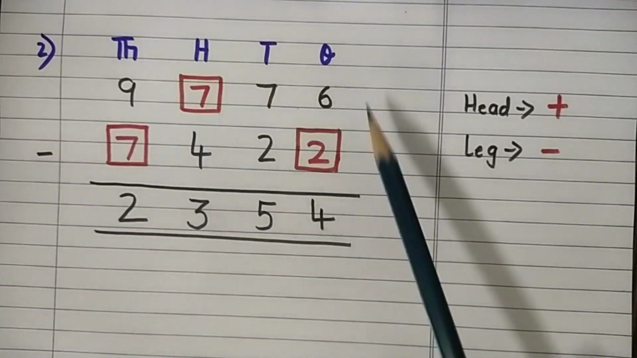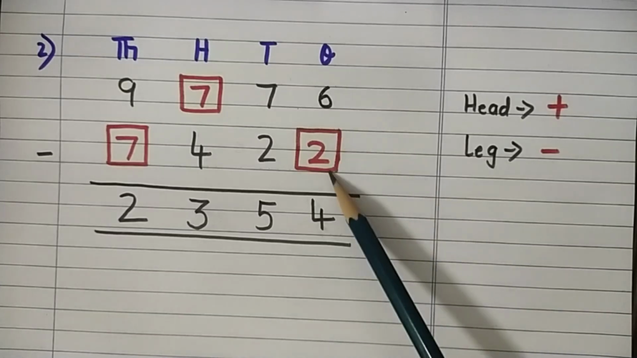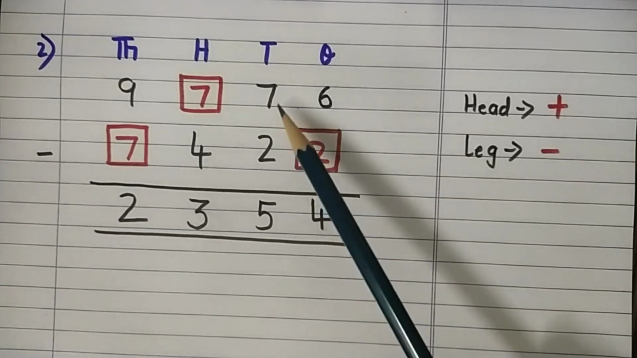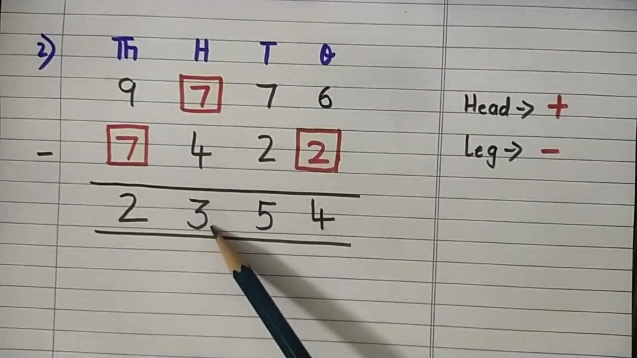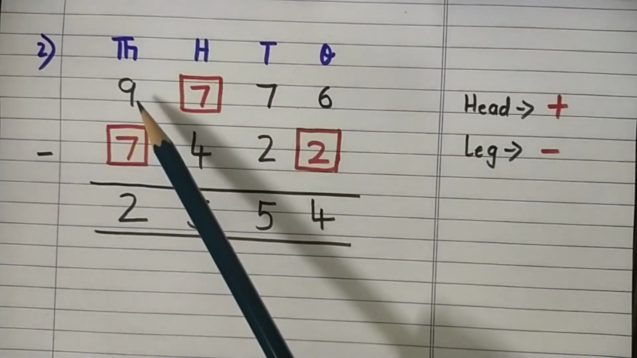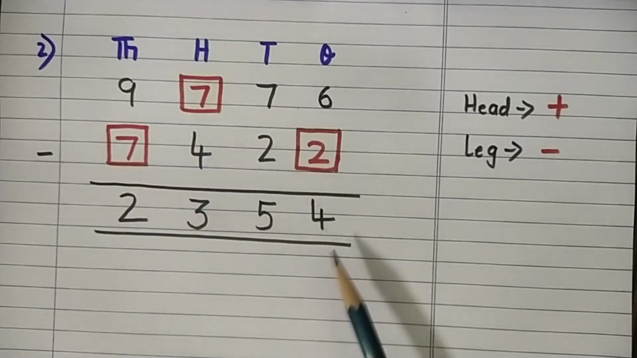Now we are going to check fully, children. In the ones column, 6 minus 2 gives 4. 7 minus 2 gives 5. 7 minus 4 gives 3. You are correct. 9 minus 7 gives 2. So the missing digits are correct.